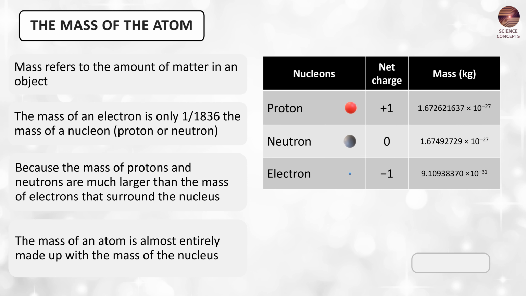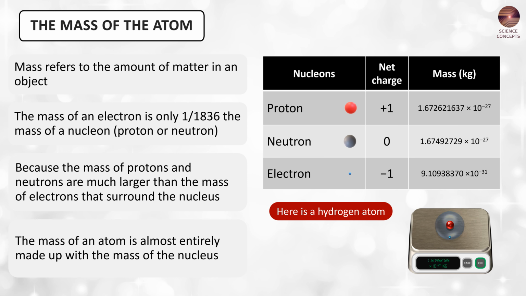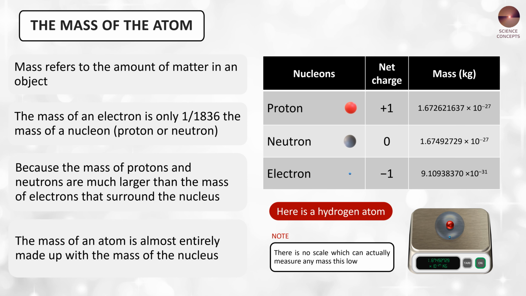This table gives some details on different properties of protons, neutrons, and electrons. And here is a hydrogen atom. The mass of a hydrogen atom is essentially only the mass of a single proton. Now, of course, there's no scale which can actually measure any mass this low. This scale is only here to give an idea that we are dealing with mass.